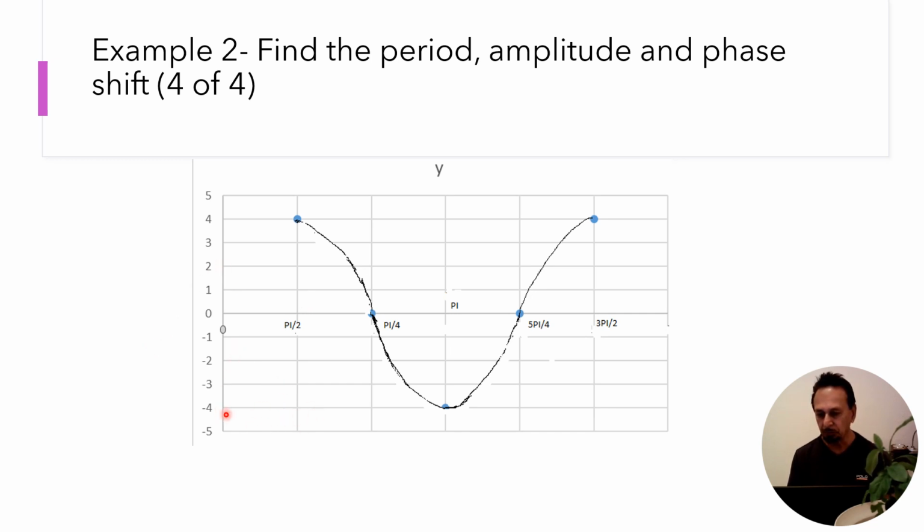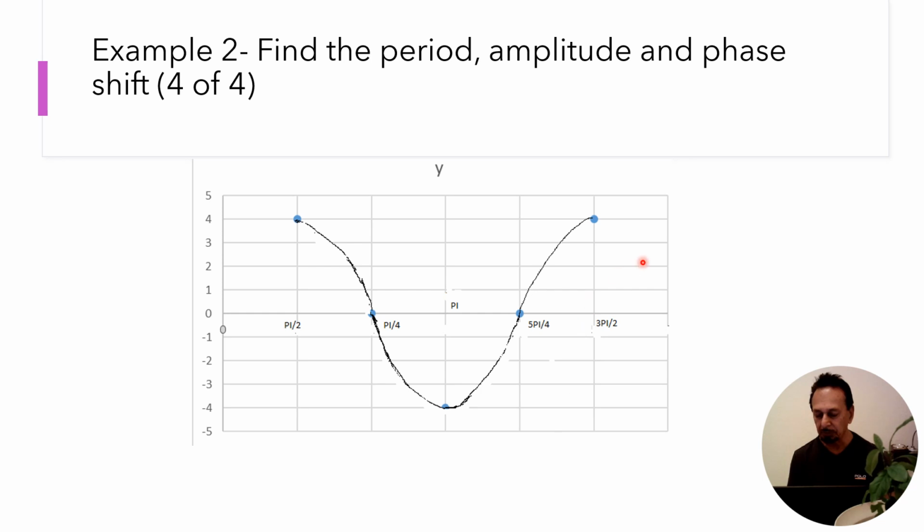So we plot those points. When x is pi over 2, y is equal to 4. When x is pi over 4, then 5 pi over 4, it becomes negative 0. And when it becomes pi, it becomes negative 4. And for 5 pi over 4 it becomes 0 again, and 3 pi over 2 becomes 1.